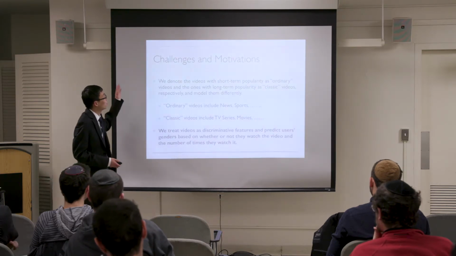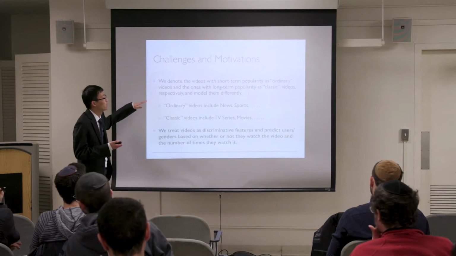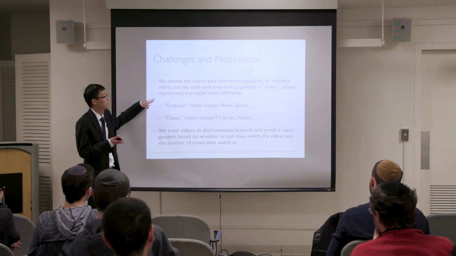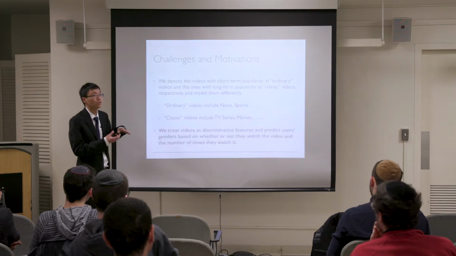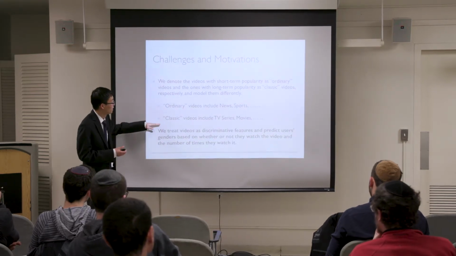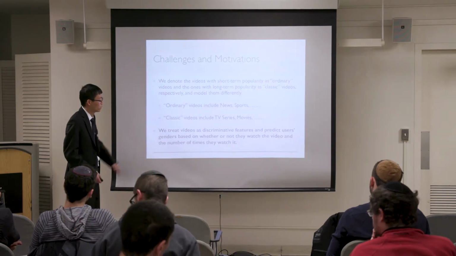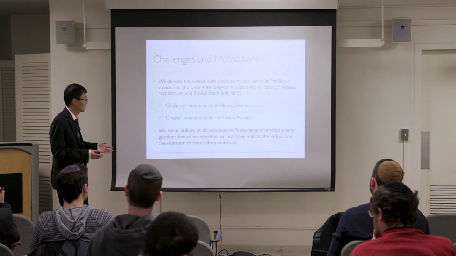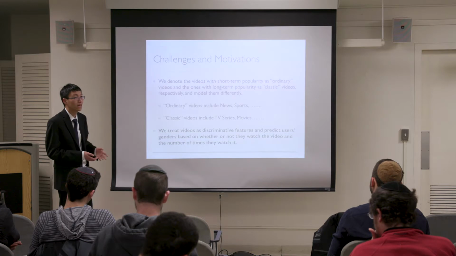Okay, so based on the above observations, we denote the videos with short-term popularity as ordinary videos and the ones with long-term popularity as classic videos. The ordinary videos include sports, news, and so on. And the classic videos include TV series and movies. We treat the videos as discriminative features and predict the genders based on whether or not they watch the video and the number of times they watch it.